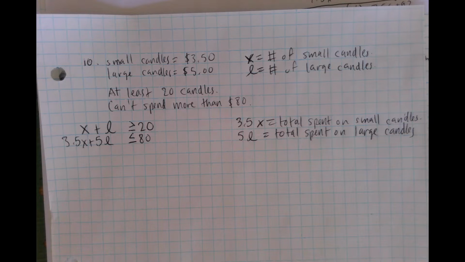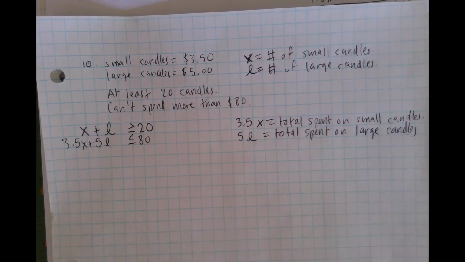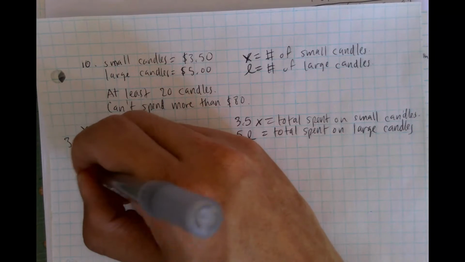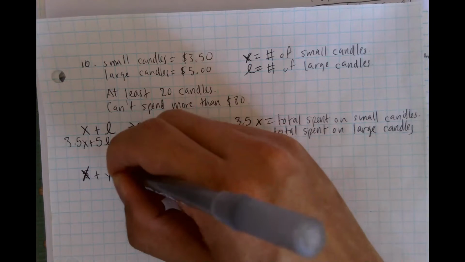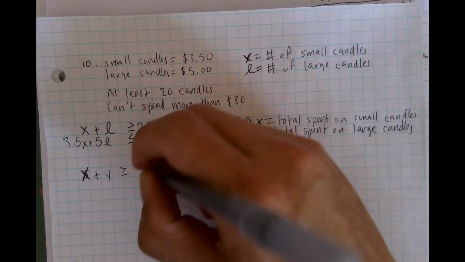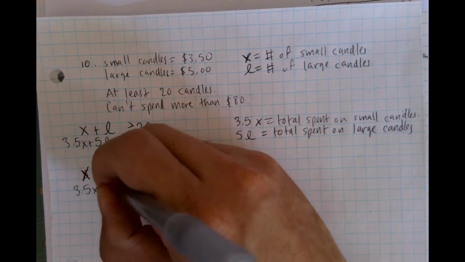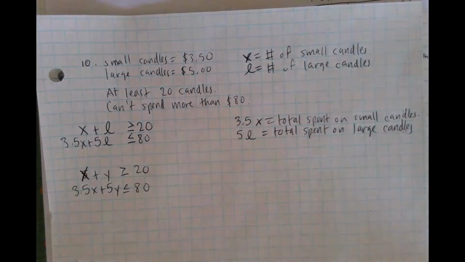So I'm going to make some changes here. Because we're using x, I want to use y also because it's easier to graph. So I'm just going to change these equations by changing L into y. That's all I'm doing. So this is going to be x plus y is greater than or equal to 20, and 3.5x plus 5y is less than or equal to 80.